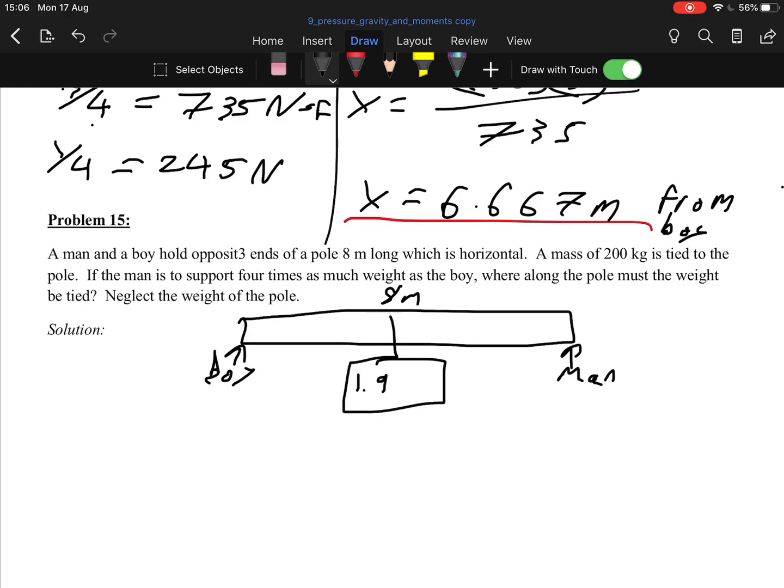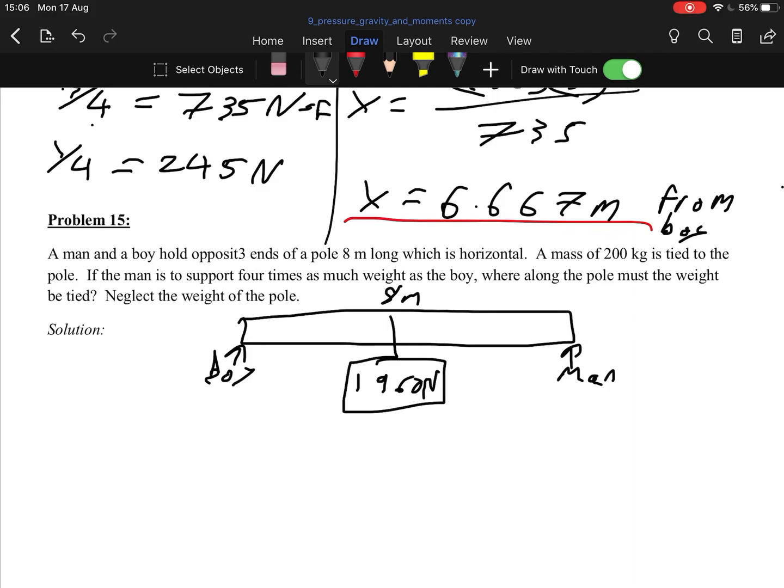Nope, not 19,000, sorry, 1,960. So 1960, okay, is the weight in newtons. Now, the question is, if the man is to support 4 times as much as the boy, where along the pole must the weight be tied?